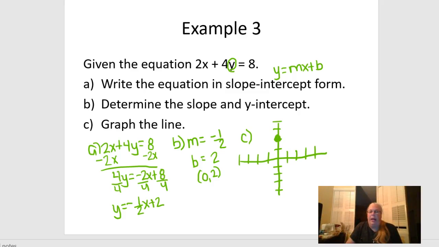My slope is negative 1/2. Now, the negative either goes on the 1 or on the 2, not both. And I'm going to use it on the 1. So that means we're going to go down 1 and to the right 2 times, and that's going to give me another point on my line. And I do another one for good measure here. So we're going to go down 1 and to the right 2 times, and that gives me another point on the line, and then my line is going to look kind of like this right here. And since the slope is negative, my line should be going downhill, and it is.